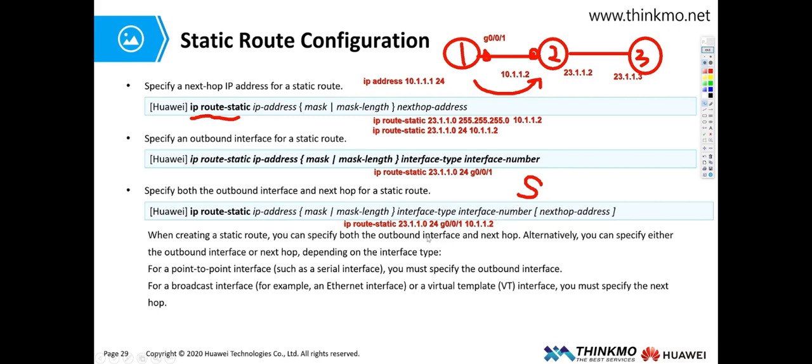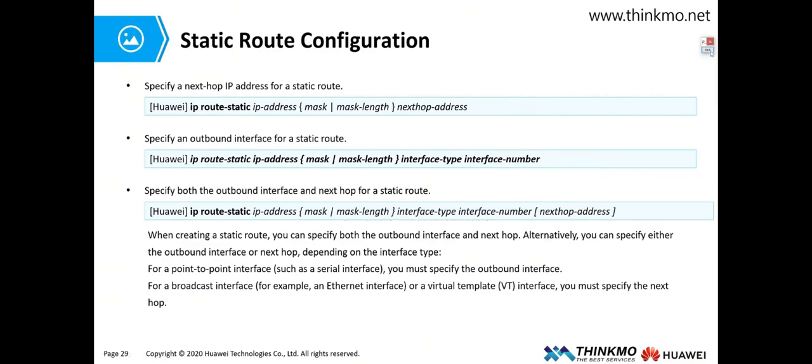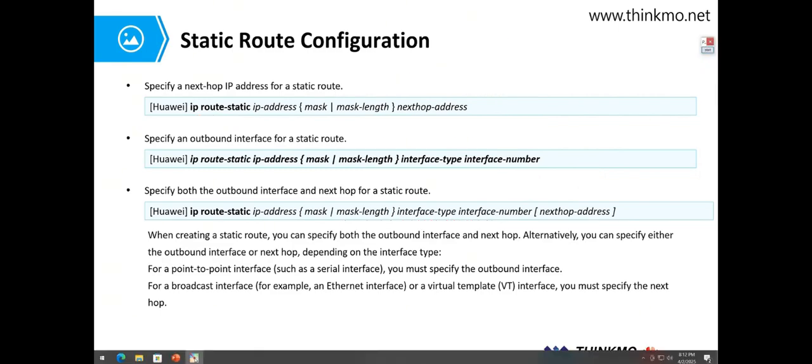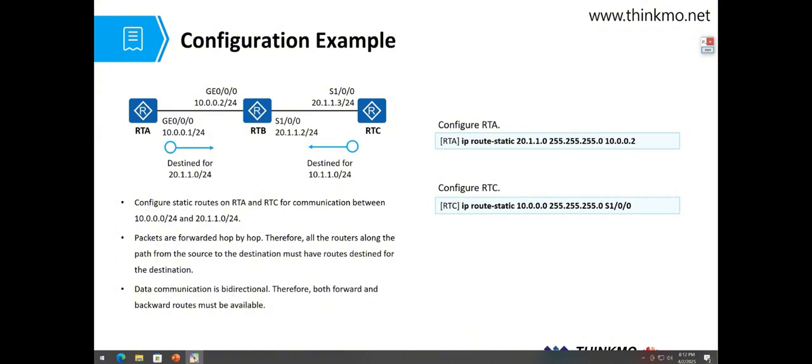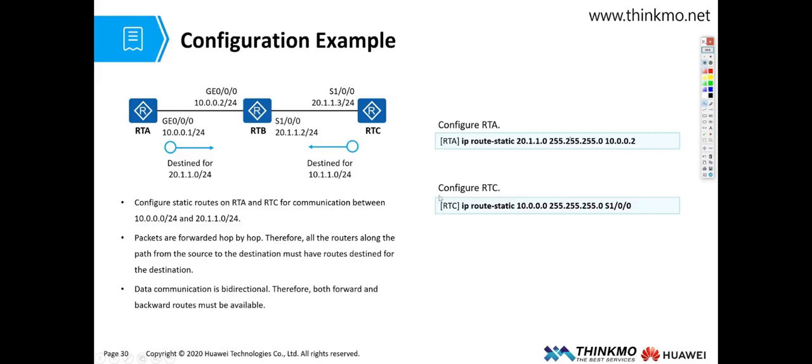However, if it's for our broadcast interfaces like the ones we commonly see, these are all our broadcast interfaces, such as when we use cables or fiber optics. The protocol they run is the Ethernet protocol, and at this point we must specify our next hop. If during this process we look at some examples, now in this process we need to configure between our RTC and RTA.